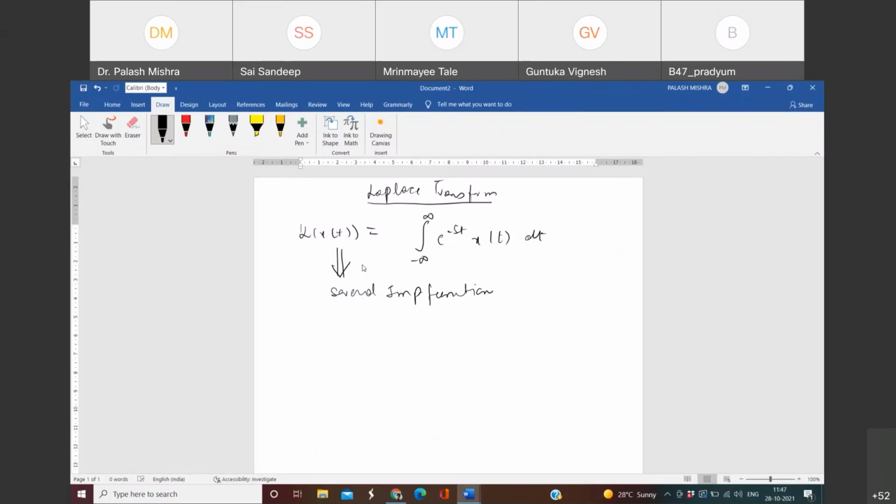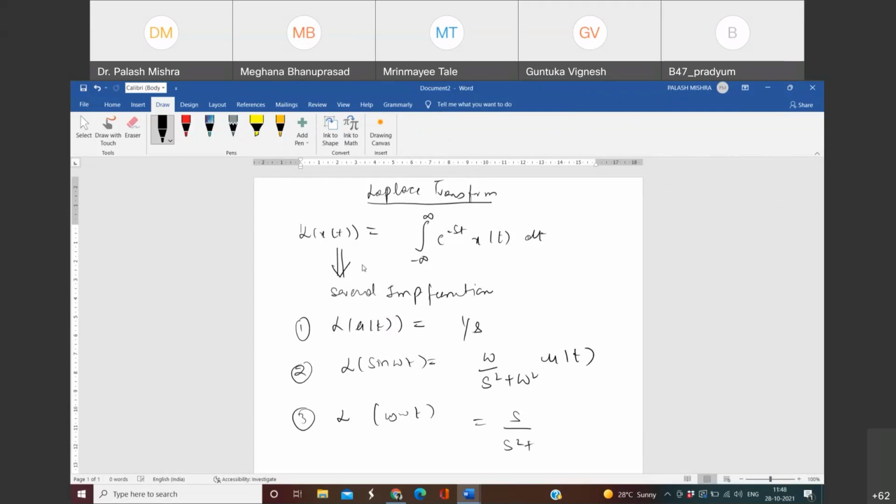What are those functions? Laplace transform of u(t) is what? Anyone? 1 by s. Yes. Okay. Laplace transform of sine omega t is how much? Omega upon s square plus omega square times u(t). And similarly, Laplace transform of cos omega t is s upon s square plus omega square times u(t). Sorry, this is sine omega t u(t) and cos omega t u(t). Okay. That is the formula.